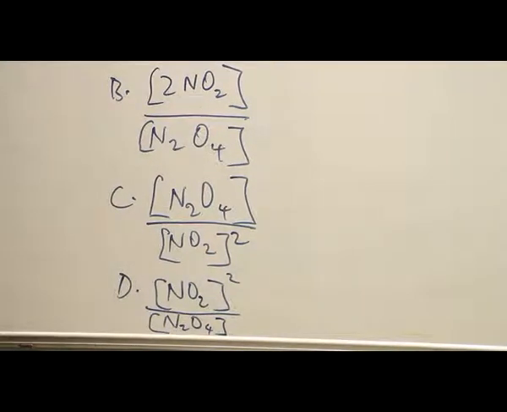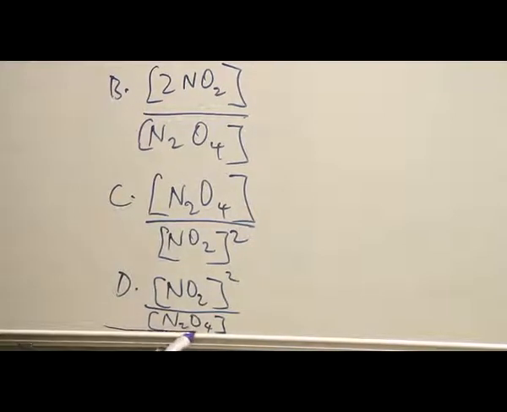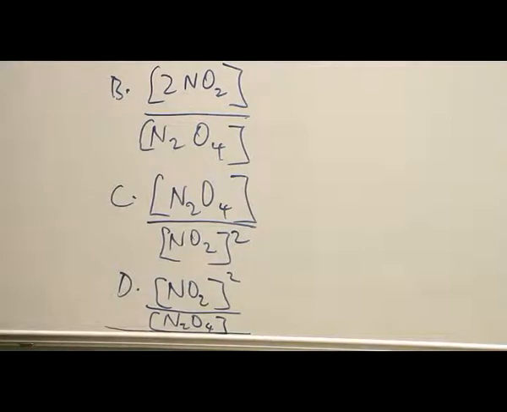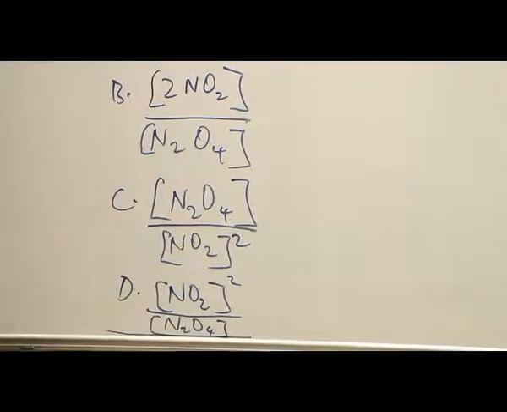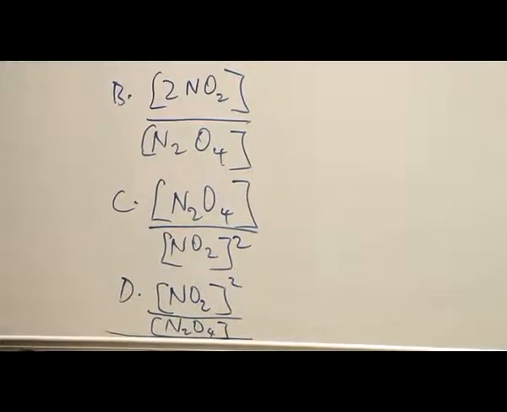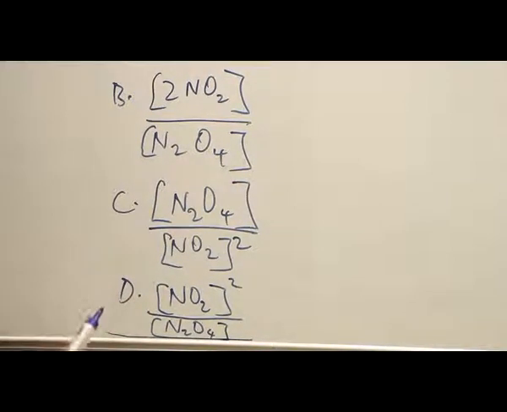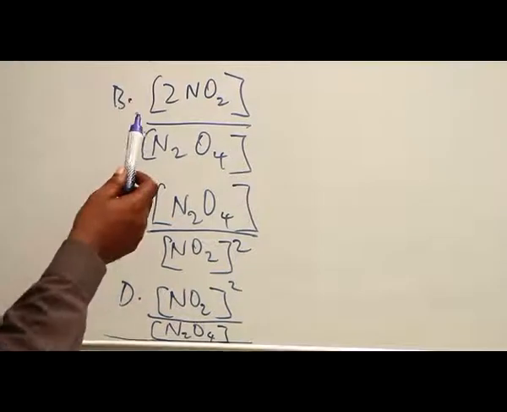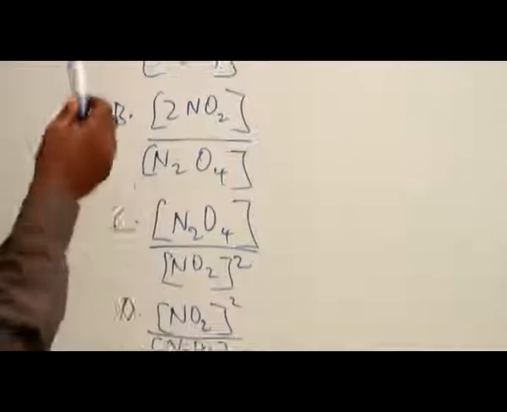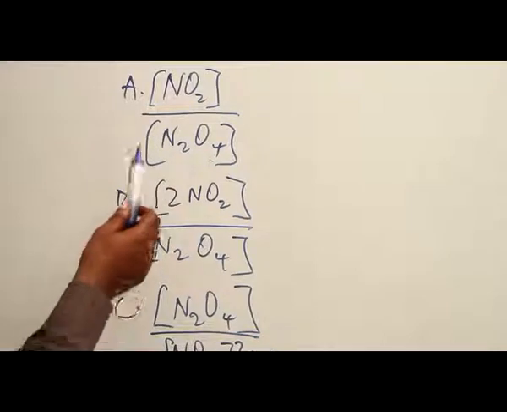The correct answer is option D, because the equilibrium constant is the concentration of the products raised to their power coefficient divided by the concentration of the reactant raised to the power coefficient. Option C cannot be the correct answer because it didn't show that. Option B cannot be the correct answer because it did not raise the coefficient to the power. Option A can as well not be the right answer because of the same reason.